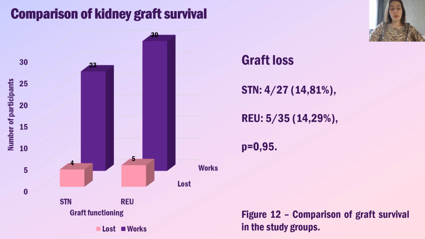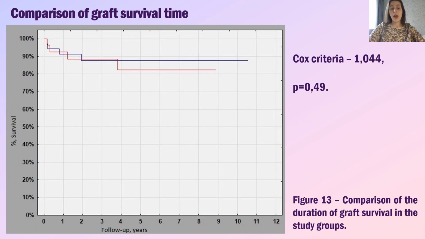Comparison of graft survival. At the time of the study, 4 of 25 allografts of patients who underwent minimally invasive intervention and 5 out of 35 transplants examined after ureteral system anastomosis were lost. A Kaplan-Meier survival analysis and estimate according to Cox regression were performed. The Kaplan-Meier analysis is shown on the graph.